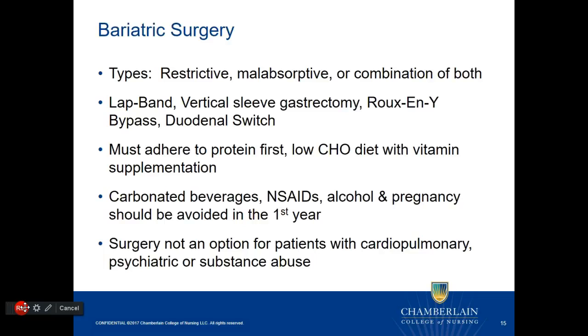Carbonated beverages, NSAIDs, alcohol, and pregnancy should be avoided in the first year post-op. Patients will receive a checkup every 90 days post-op with blood tests to make sure nutritional deficiencies are not developing. Patients with cardiopulmonary issues, psychiatric issues, or substance abuse are not eligible for surgery.